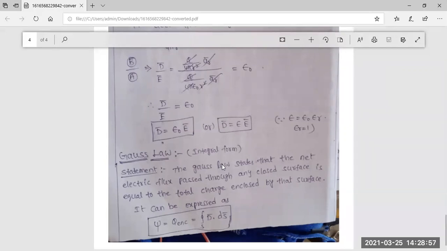Also, Gauss law has a limitation. That limitation is that Gauss law cannot be applicable for non-Gaussian surfaces. Gauss law can be applicable for only Gaussian surfaces. Okay. So in the next class, we will discuss Gauss law in integral form and Gauss law in differential form, both the forms. Maxwell's first equation is derived from the Gauss law.